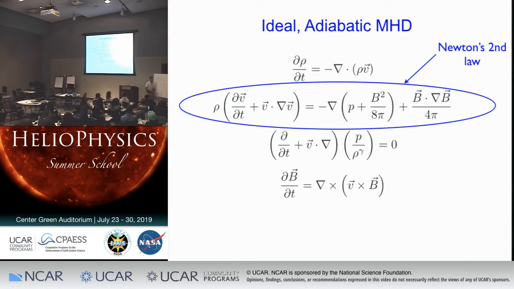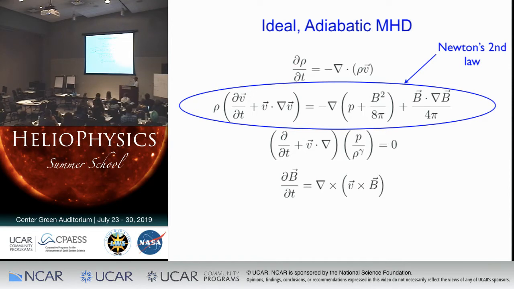And so that quantity, partial v partial t plus v dot grad v, that's just the acceleration. It's sometimes called the Lagrangian time derivative or the convective time derivative. So that's ma per unit volume. On the right is just the forces per unit volume. You have a pressure force, minus grad p. That's a force that pushes from high pressure regions to low pressure regions.